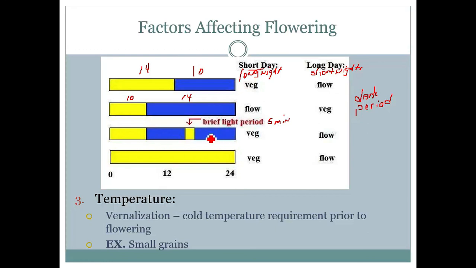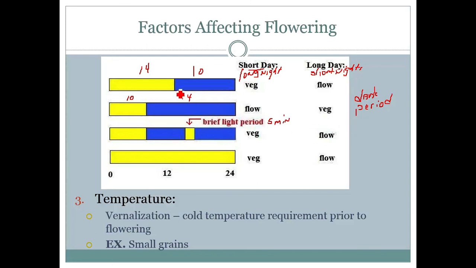This long night that it had has now been interrupted and broken up by this light period, so it's going to stay vegetative. Your short night plant is looking for short nights, and it sees two of them, and so it's going to go ahead and flower. So now all of this response makes sense when you look at it as the dark period that is actually influencing these plants as opposed to the period of light.